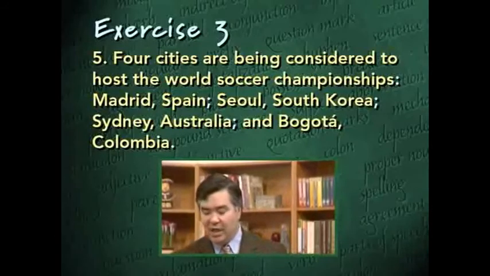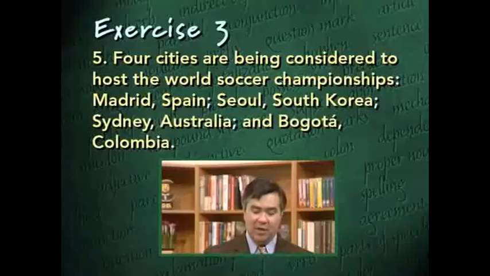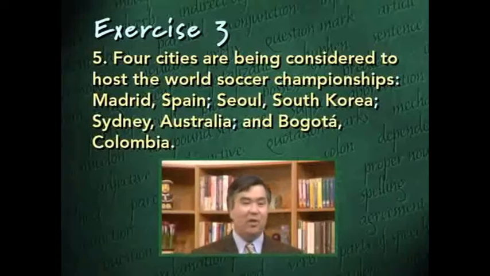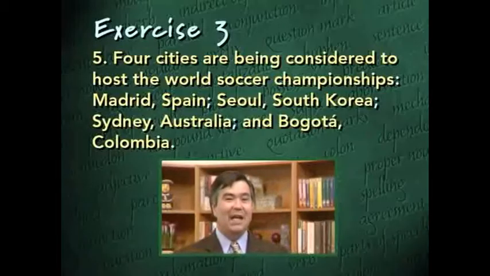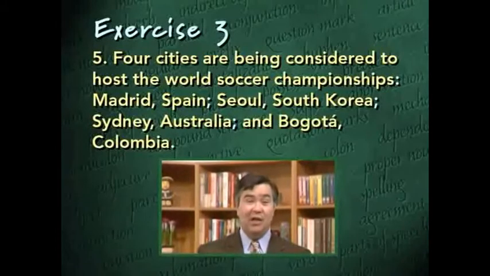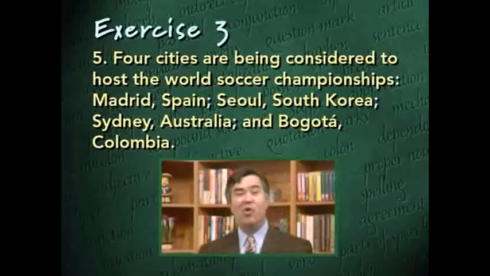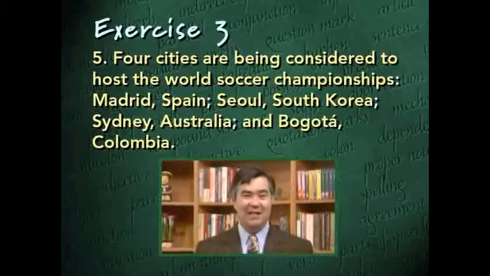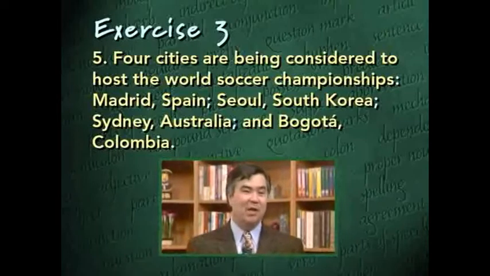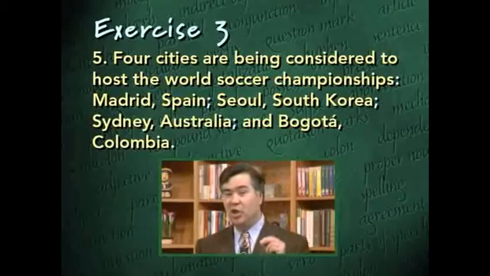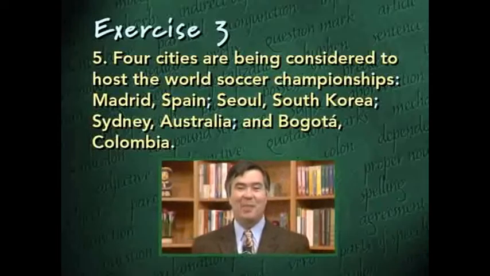And the list would then read Madrid, comma, Spain, semicolon, Seoul, comma, South Korea, semicolon, Sydney, comma, Australia, semicolon, and Bogota, comma, Colombia. Now the list is clear, easy to understand, and we can tell where each of the 4 city names begins and ends. That's the other use of the semicolon, the exception to the rule that normally semicolons should only be used to separate independent clauses.